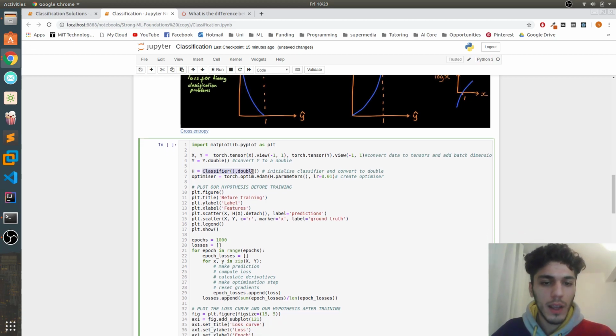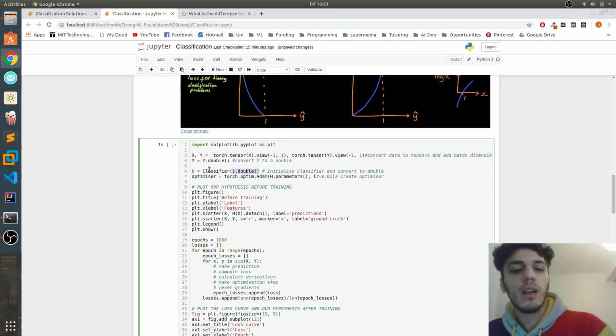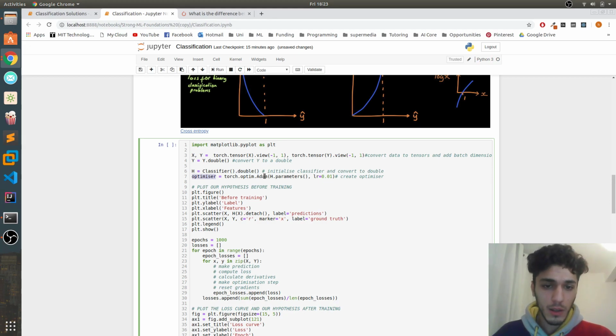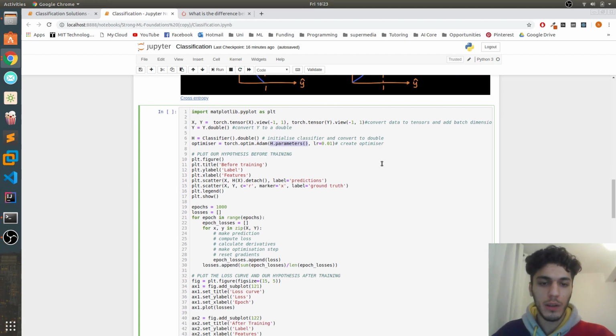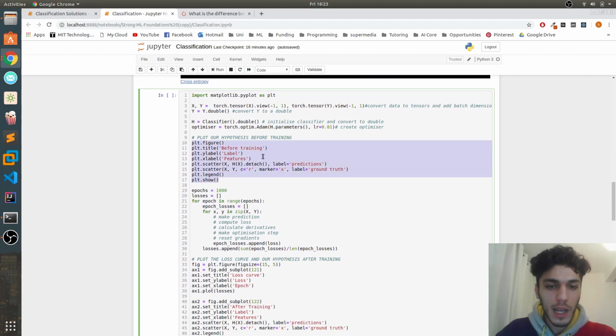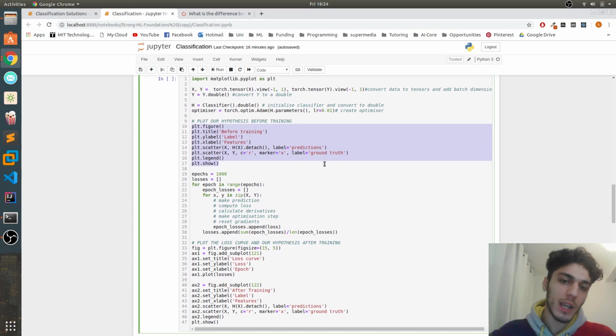Now we instantiate our hypothesis from the class that we defined above, and we also convert that into a double again because PyTorch said so. And then we define our optimizer. In this case, we're using the Adam optimizer, which is going to be optimizing the parameters of our hypothesis with a learning rate of 0.01. And this I just added in there so we can visualize our hypothesis before training, so that we can compare it to after we've trained it, and see what it looks like.